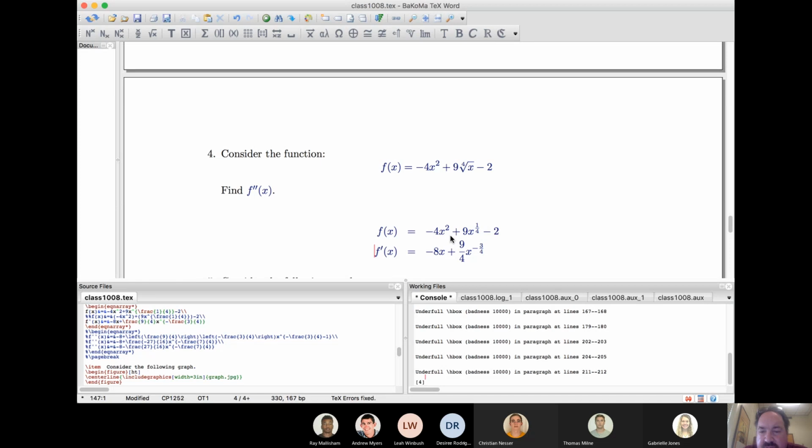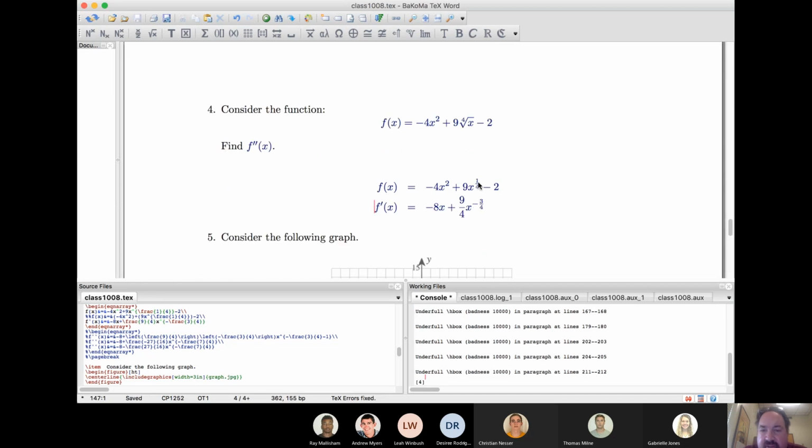So here we apply the power rule to both of these terms. So then the 1/4 comes down, and then 1/4 minus 1, that's the same as 1/4 minus 4/4. And thus we get minus 3/4 here. But then the problem asks for a second derivative, so it's necessary to carry this out again.